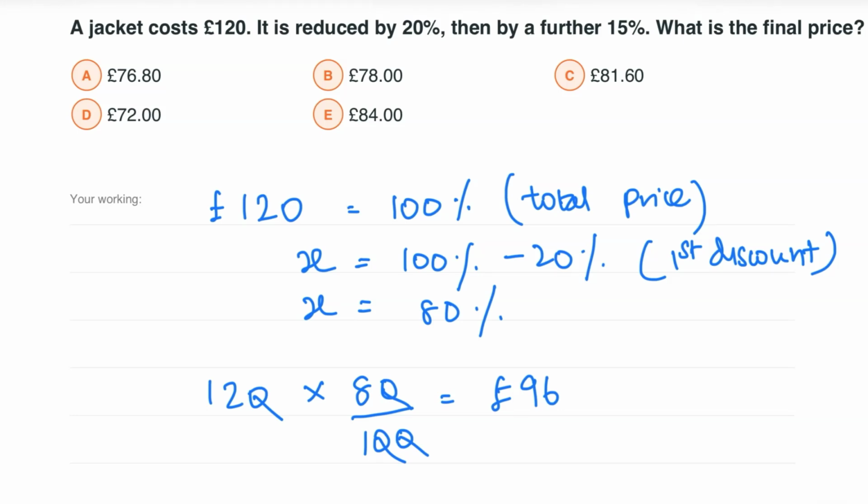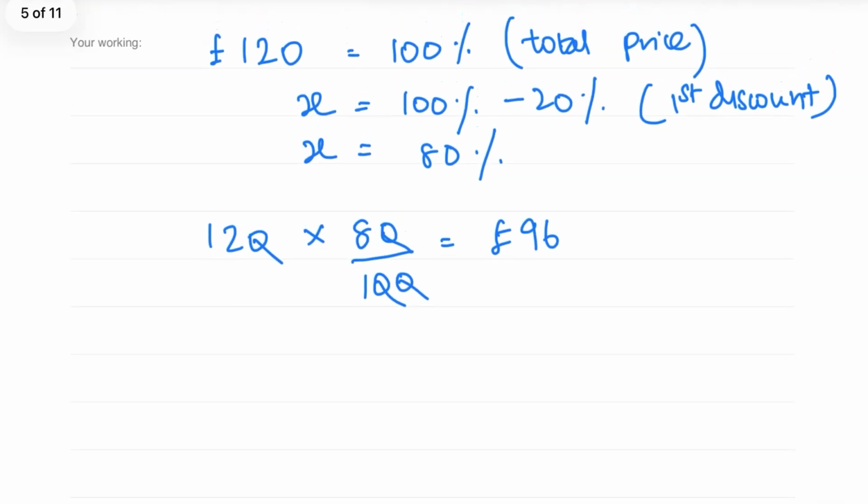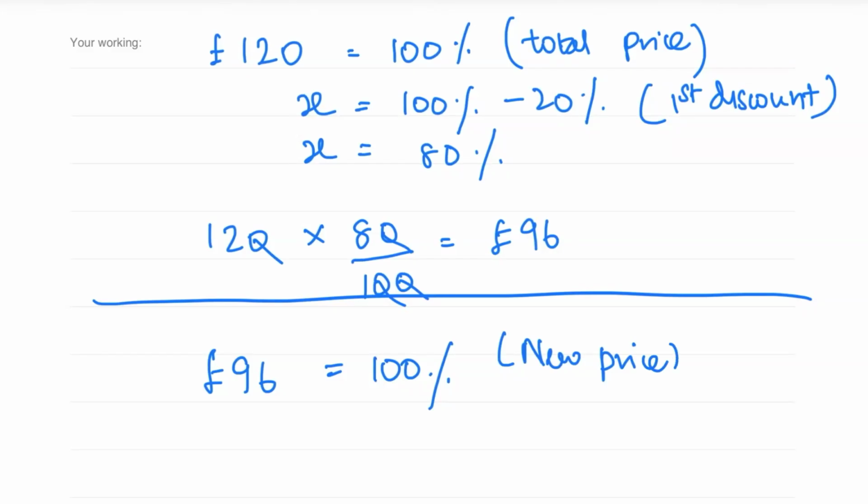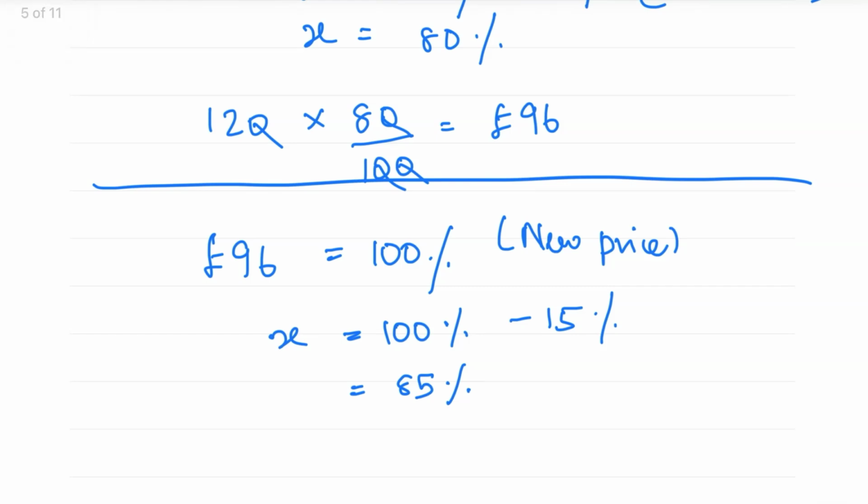Now, there is a further 15% discount. Now, we come into the second part of the question. Now, we assume 96 is the new 100%. We can call this the new price. And now, a further discount will be 100 minus 15%, that will be 85%. 85% will be the new price, which we have to find. How do we do that?